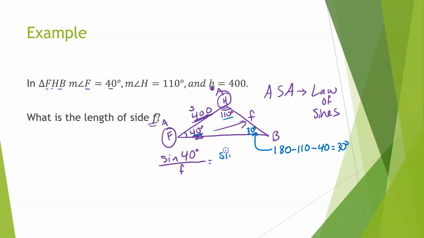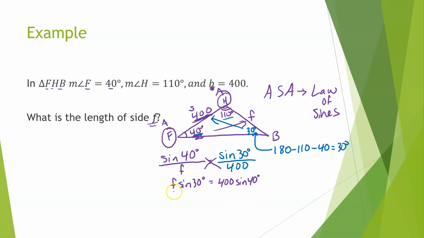Because now I can say that the sine of 30 degrees over 400, the side length across from it. So you want to make sure you're working with the angle across from the side length you're given. Now here's the nice thing about when you're working with two fractions set equal to each other. Because that's all it is, a fraction equal to a fraction. This is the situation where we can cross multiply. Okay, so I have F times the sine of 30 equals 400 times the sine of 40.